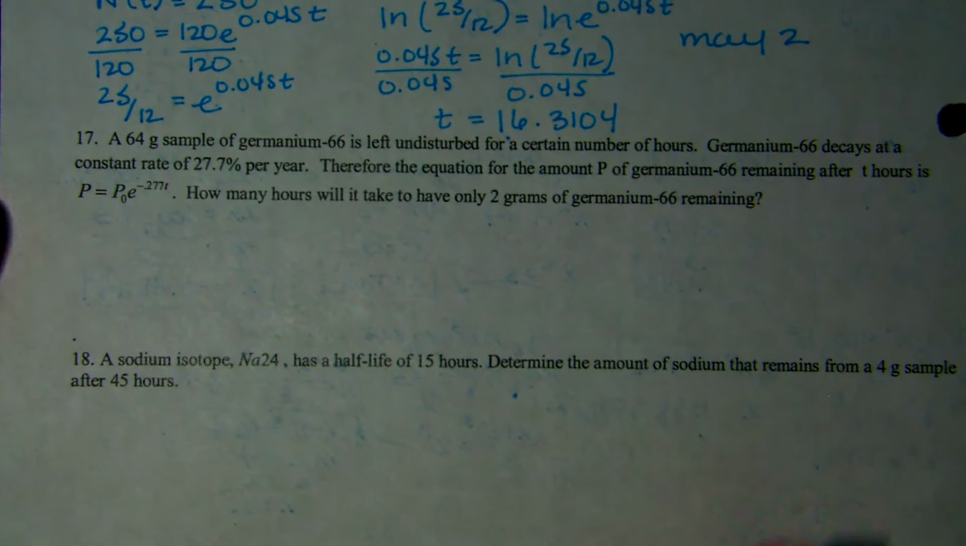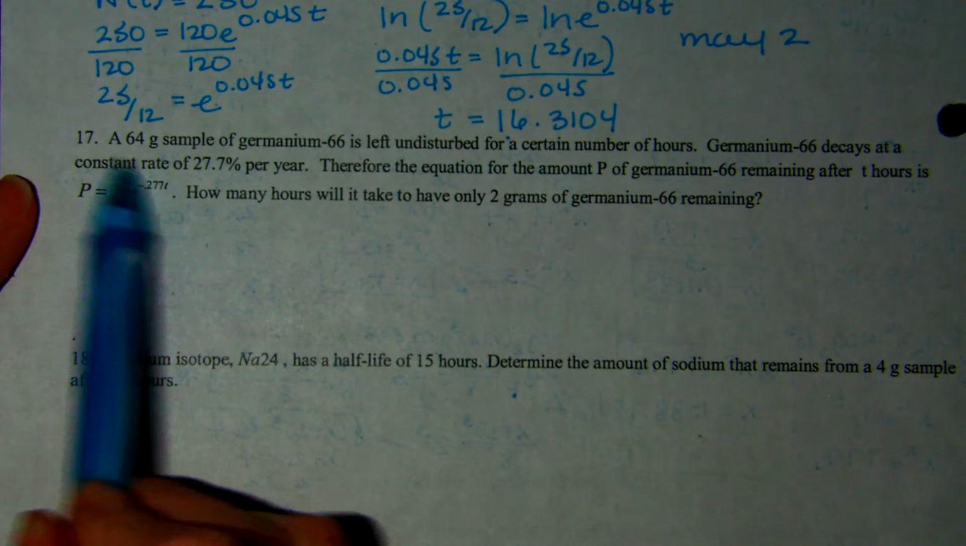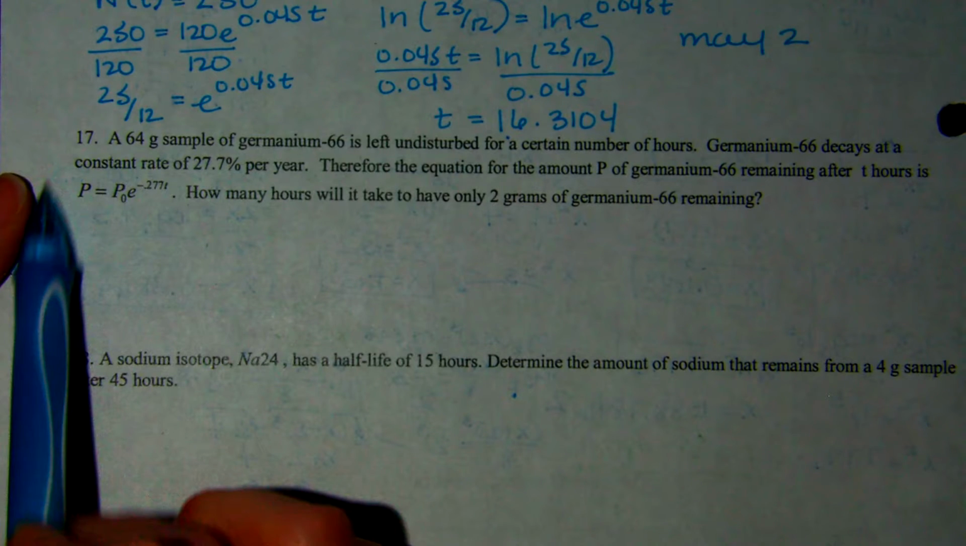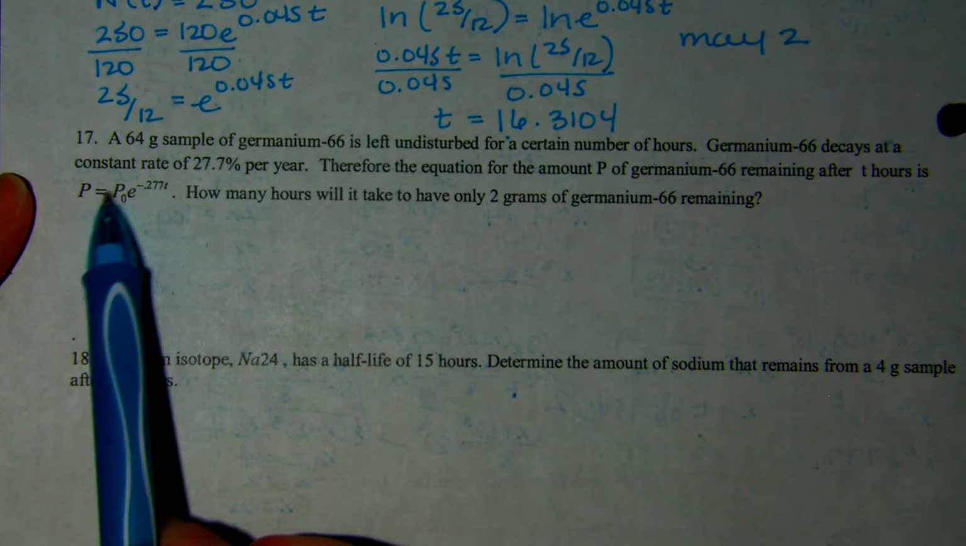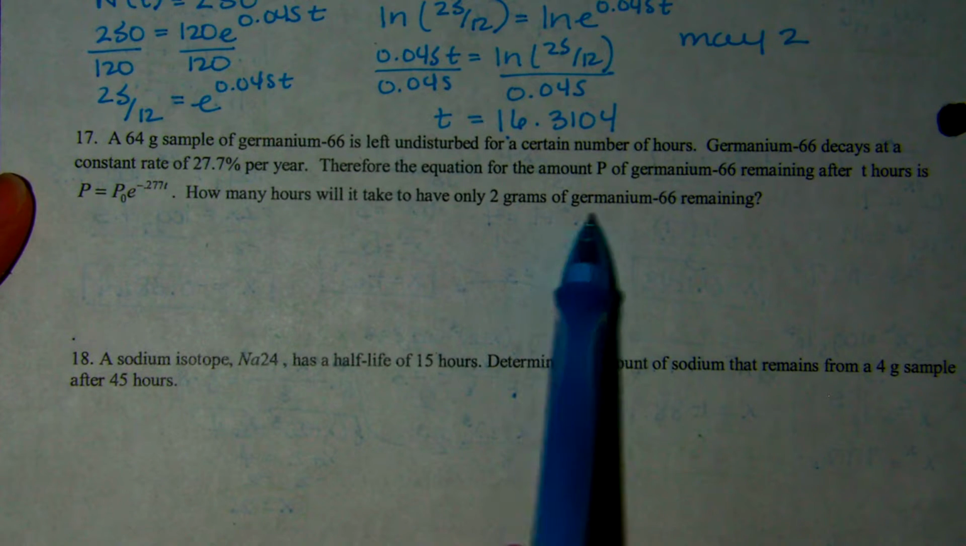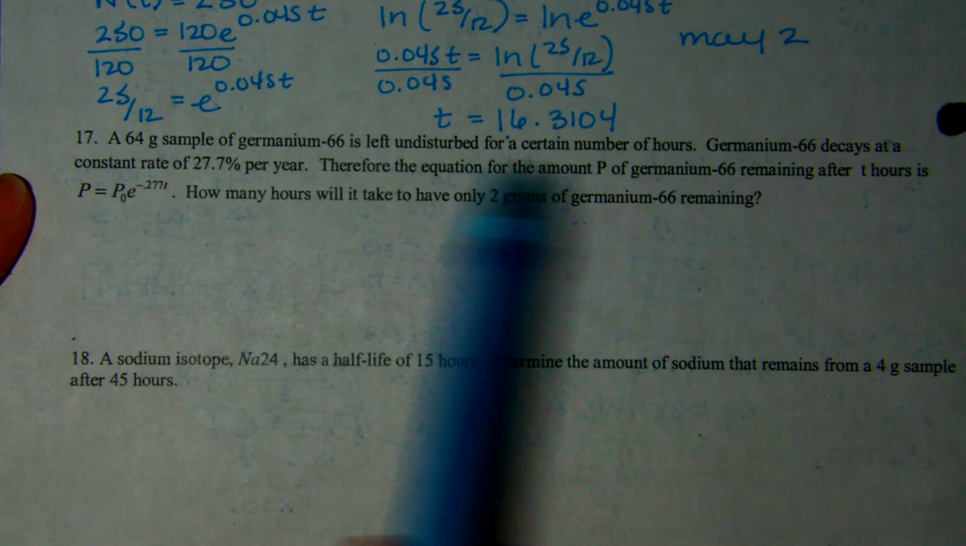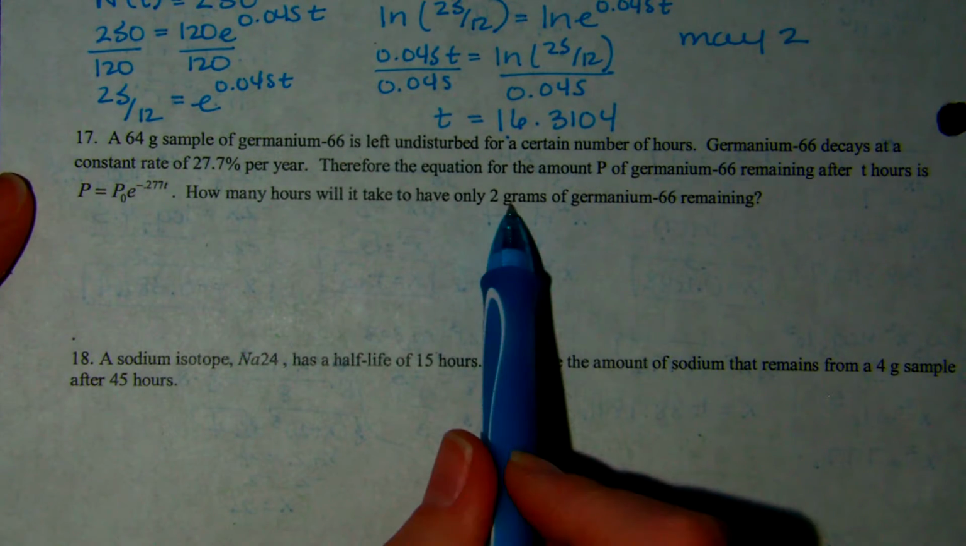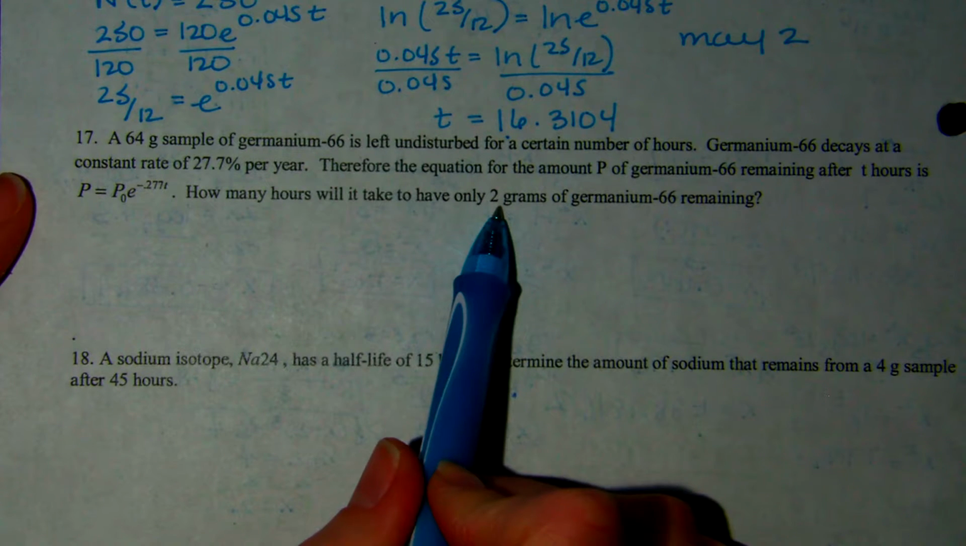All right, guys, 17. A 64-gram sample of germanium-66 is left undisturbed for a certain number of hours. Germanium-66 decays at a constant rate of 27.7% per year. Therefore, the equation for the amount P of germanium-66 remaining after t hours is this equation right here. This is the same equation we've been using the whole time. It just has a negative exponent now. How many hours will it take to only have 2 grams of germanium-66 remaining? So they want a time, and they told us our final amount is 2 grams.